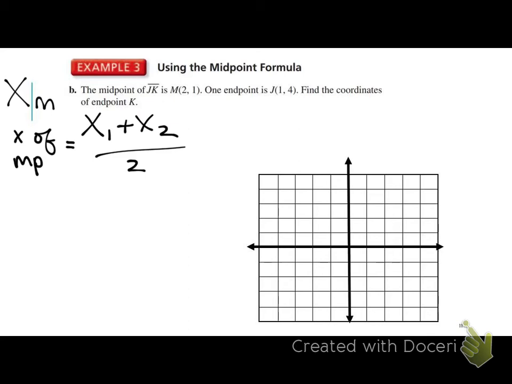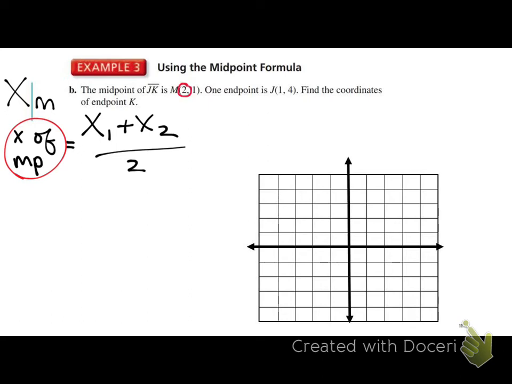So do we know the x of our midpoint in this problem? It says the midpoint of JK is M, it's 2, 1. One endpoint is J, 1, 4. Find the coordinates of endpoint K. So in this case, we're not finding the midpoint, we already have it. So we're going to use the midpoint to find what we're missing. That make sense? What is the x of my midpoint?